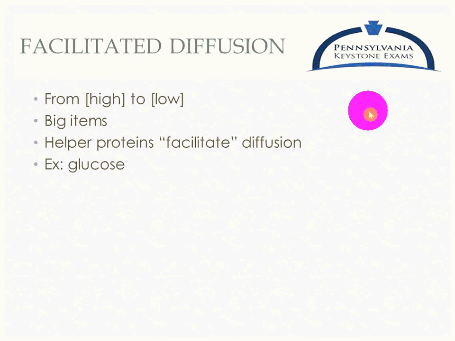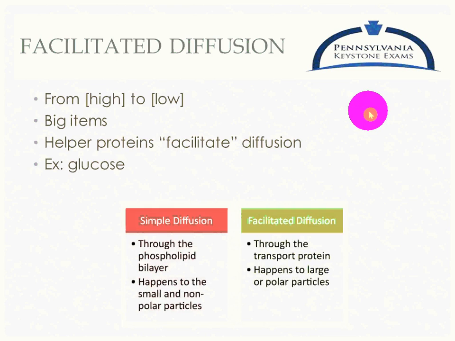So what happens is there are helper proteins that come in. It's called facilitated diffusion because facilitate just means help. So there are special proteins that are embedded in the cell membrane and they help the materials go through. Glucose is a perfect example. We need glucose. Every single one of our cells needs sugar, but glucose can't diffuse through on its own. It has helper proteins come in.